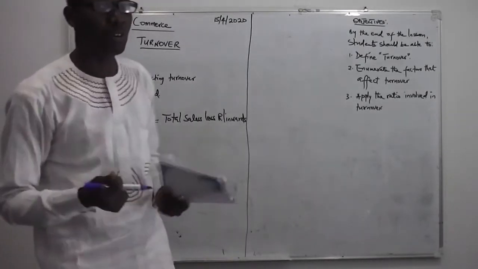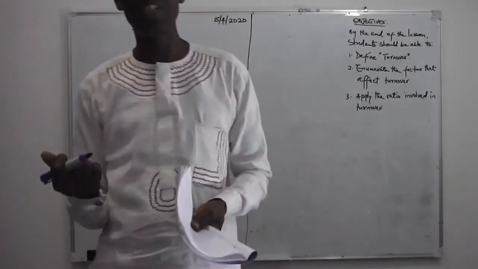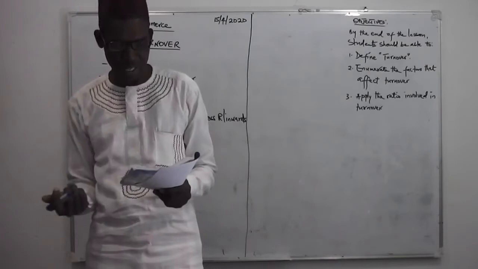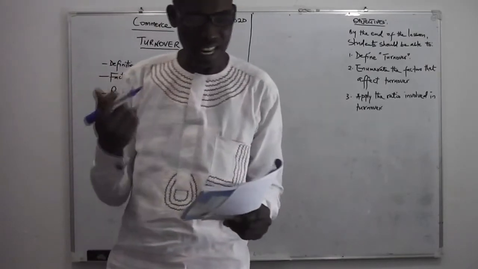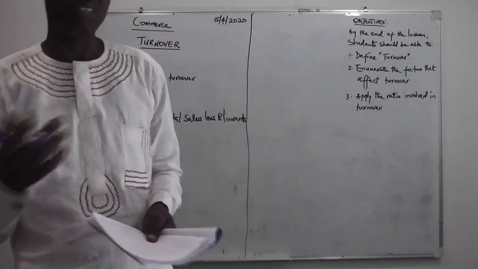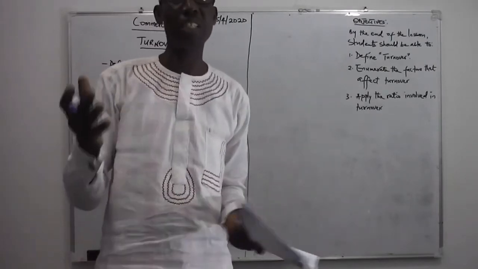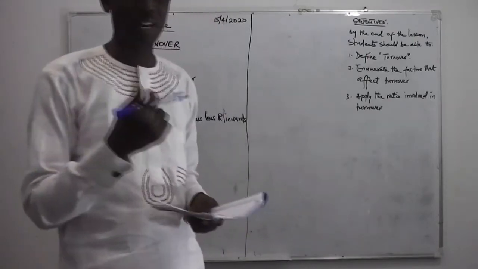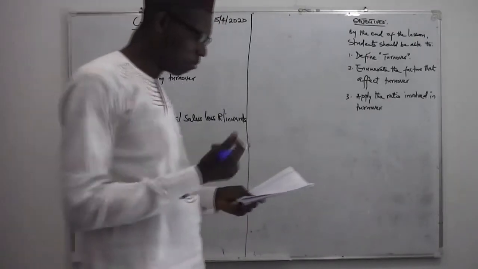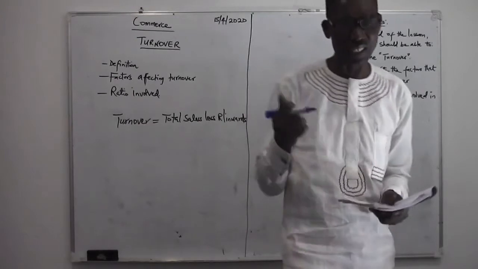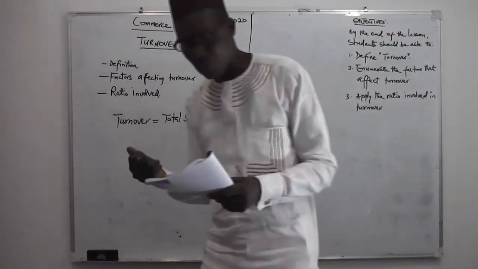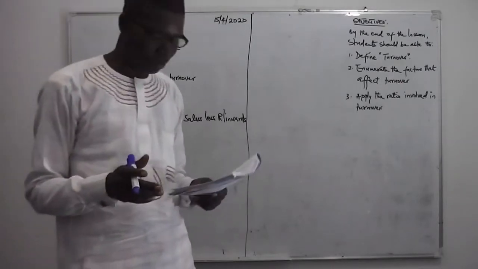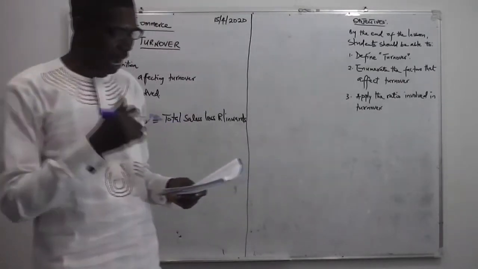Then the second one is goodwill. Goodwill, which also means reputation or the good name of the business. So the reputation of the seller affects the turnover. If the seller has a good reputation, he will sell more. Then type of goods is another factor that affects turnover. What we mean by type of goods is, for example, foodstuff will have higher turnover as compared with electronics. Then we have also advertising.